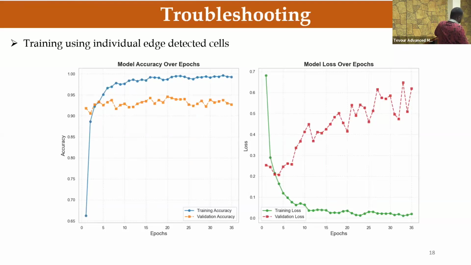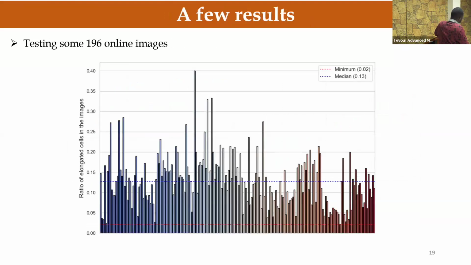These are now the 196 samples I've tested on. These are online images, and these are the ratios of elongated images I'm getting, but we're still doing more work to improve the accuracy before we go to the real validation from clinical samples.